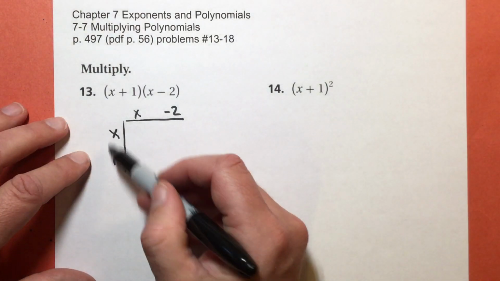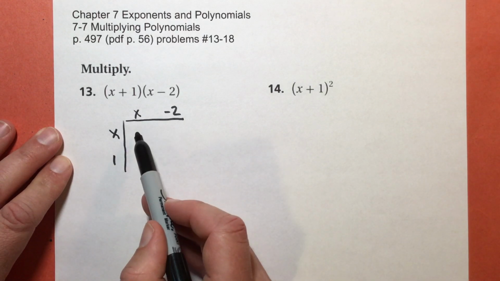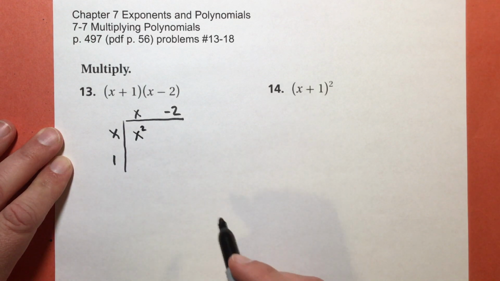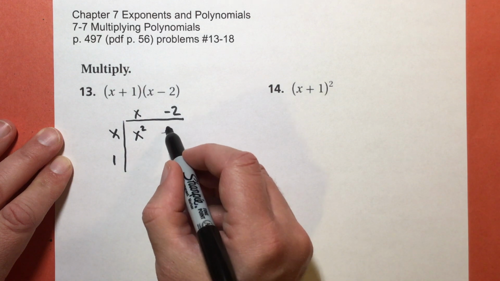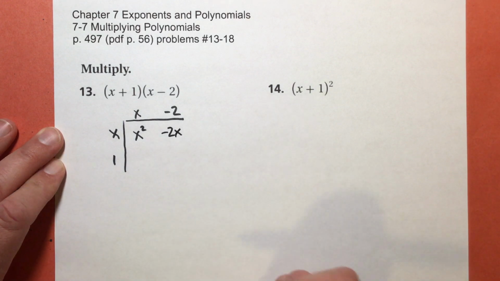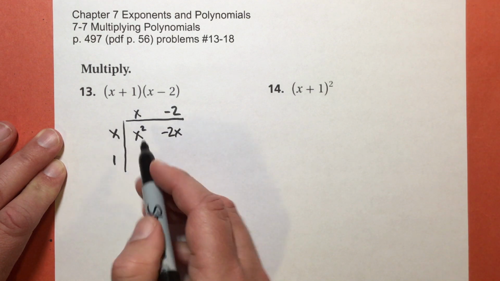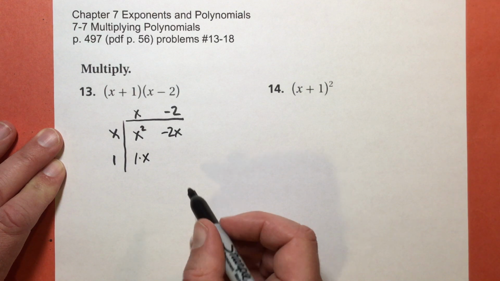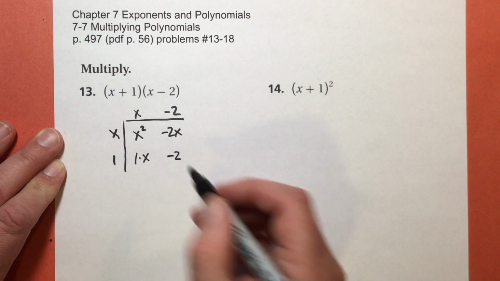But just remember I've got 2 by 2, which is going to give me 4 spaces in here. What goes right here? That's x times x, which is x to the second power. What goes here? That's x times -2, and I write it -2x. In this corner, 1 times x, remember it's just x. And right here I write 1 times -2, which is -2.